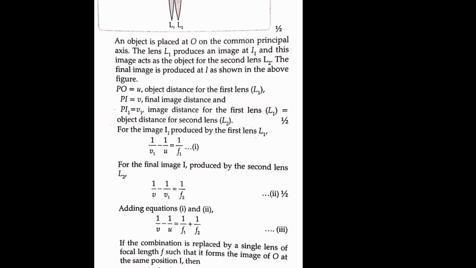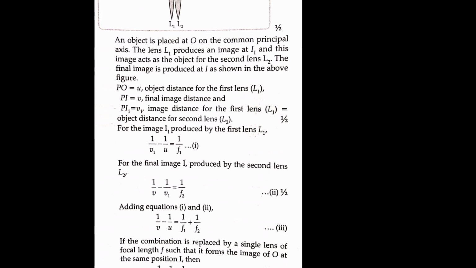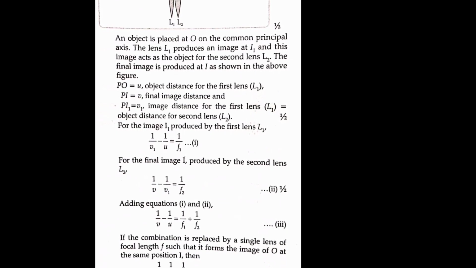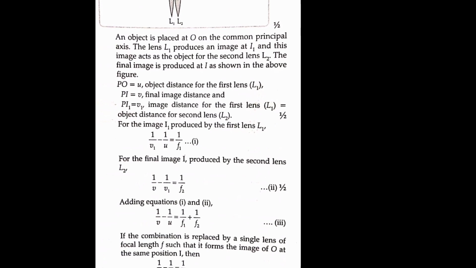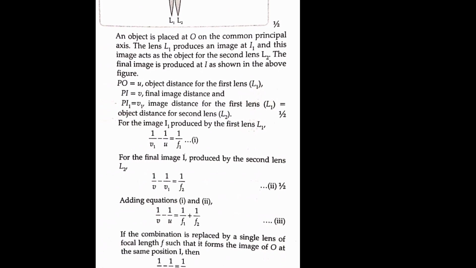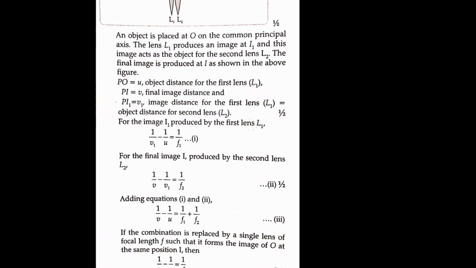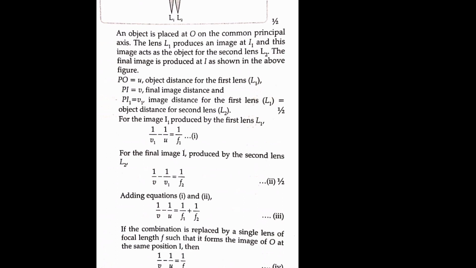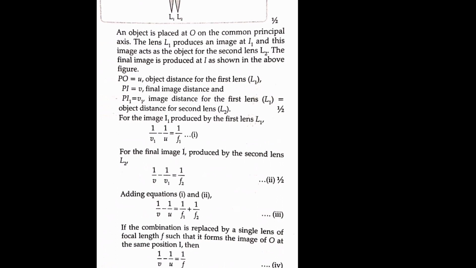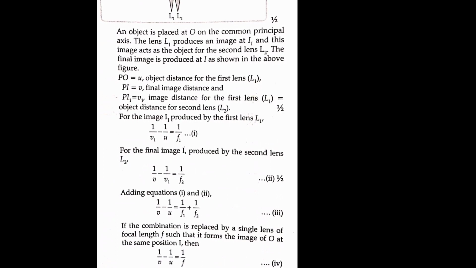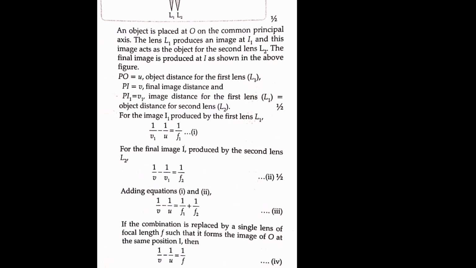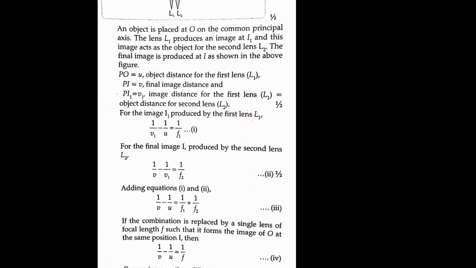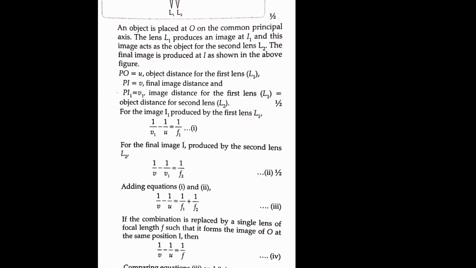Now for getting the total focal length, what do we have to do? We can add them together. So both equations will be added. Then what will we get? 1 by V minus 1 by U will be equal to 1 by F1 plus 1 by F2, because the other terms, 1 by V1 minus 1 by V1, will get cancelled. So the equation becomes 1 by V minus 1 by U is equal to 1 by F1 plus 1 by F2. And that combination can be replaced by a single lens of focal length F. So the equation will become 1 by V minus 1 by U is equal to 1 by F.